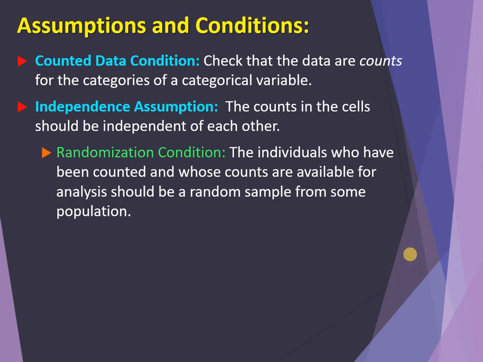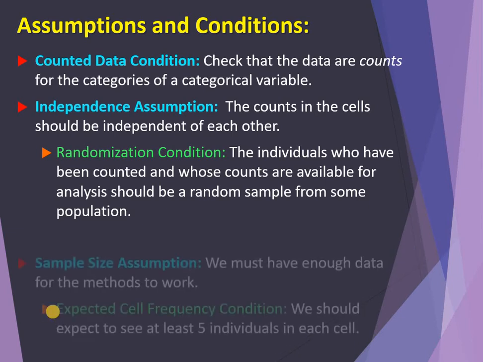We're not talking about, is class independent of survival rate? Are those two independent factors? We're not talking about that. We're talking about each specific element within the cell. And to try to help us reach that, we have the randomization condition. We've got to randomly select it.